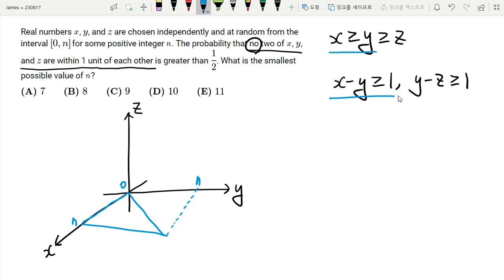Then for this inequality, y is less than or equal to x minus 1. So if we make the inequality here, this line is y is equal to x minus 1.